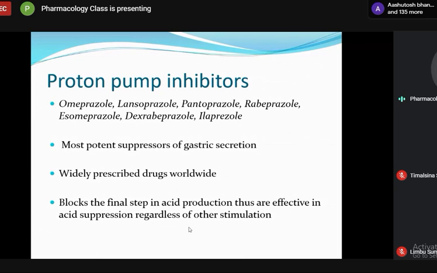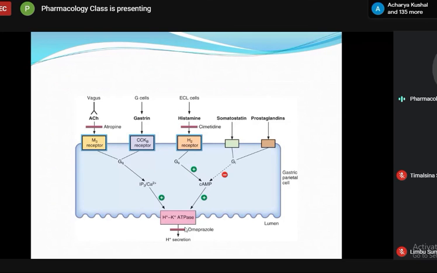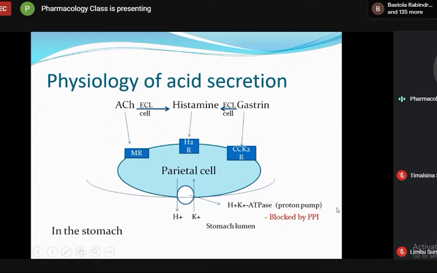So you can see in this picture, this is the hydrogen potassium ATPase enzyme, that is the proton pump. Omeprazole will block the final step of acid secretion. So that means it can block any stimulation that causes acid secretion, whether it's cholinergic, gastrin, or histamine. You can see here that the proton pump inhibitors inhibit the hydrogen potassium ATPase enzyme.